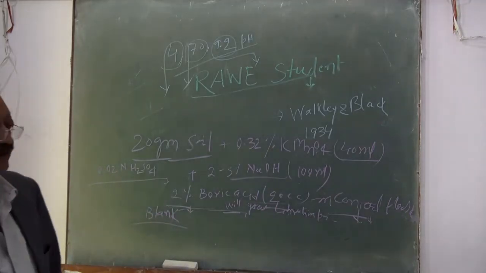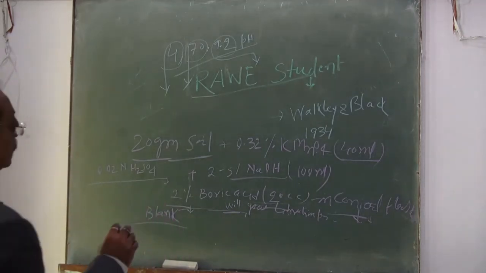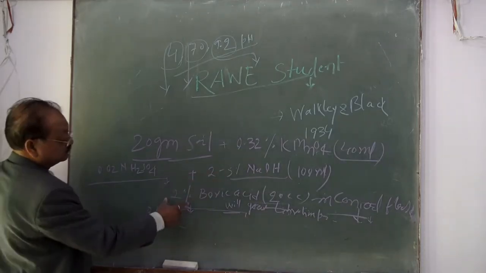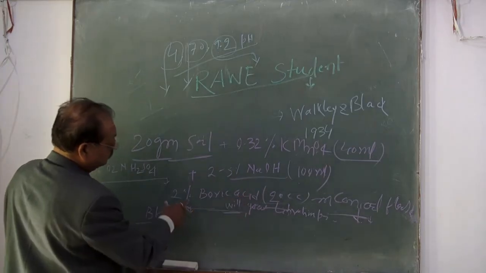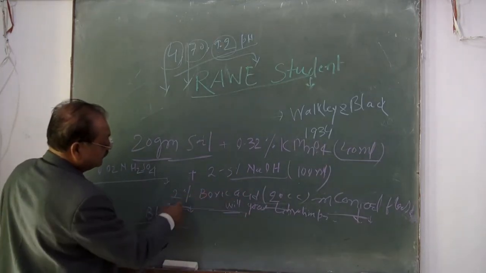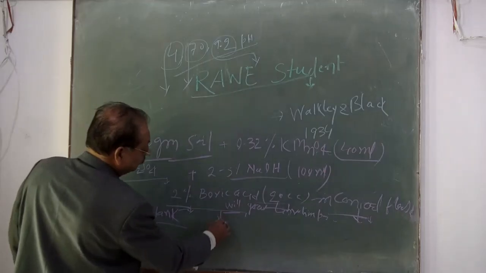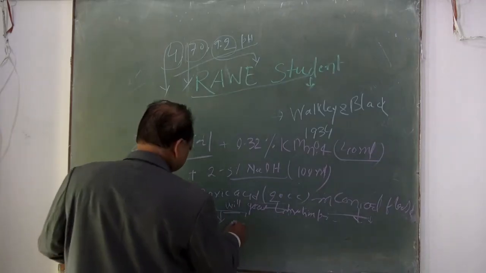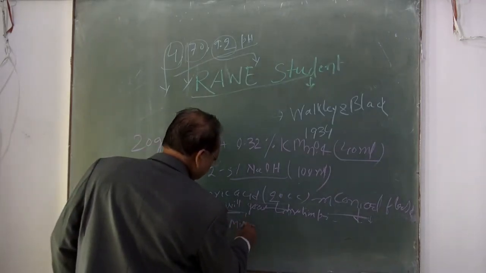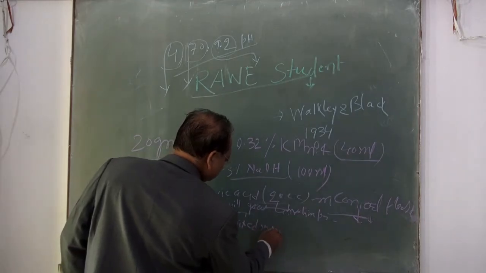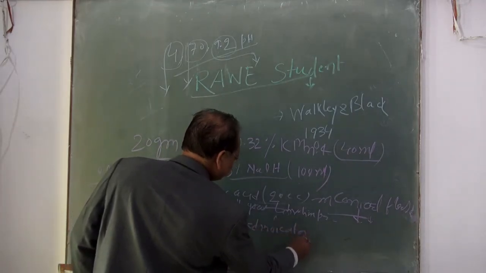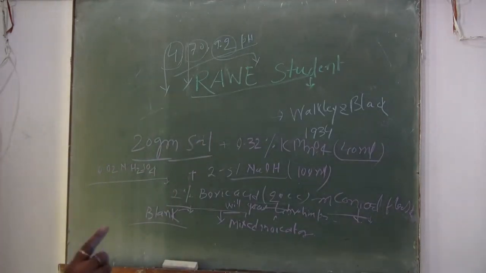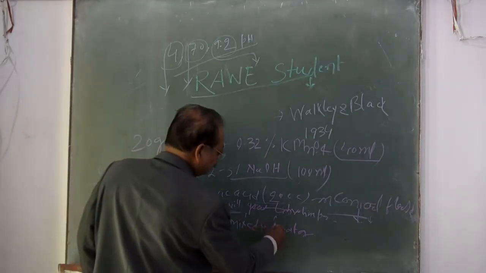One thing I forgot to tell you, but now I'm telling you. During the preparation of this receiver, in that conical flask, the 2% boric acid will be there. In that 2% boric acid, you have to add a few drops of mixed indicator. It will be available in the laboratory, and I will tell you how to prepare this mixed indicator.